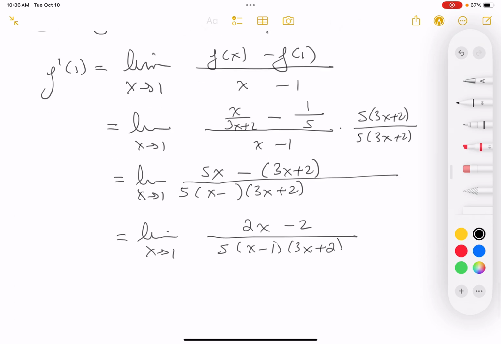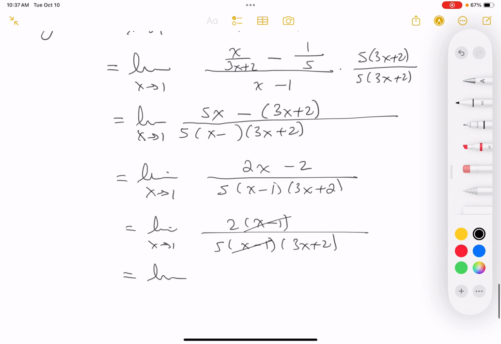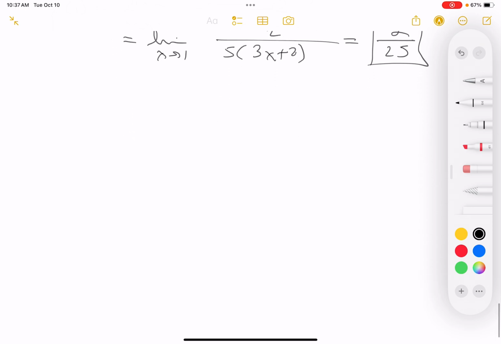What about the top? Well, let's keep going. Limit as x goes to 1. This is 2, x minus 1, over 5, x minus 1, 3x plus 2. Well, I know x is not going to touch 1, so these are non-zero, and I'm left with a much simpler limit: 2 over 5 times 3x plus 2. I can use limit laws now. This is 2, and the bottom, when we approach 1, becomes 5 times 5, which is 25. So 2 over 25. Let's go to example number 8.